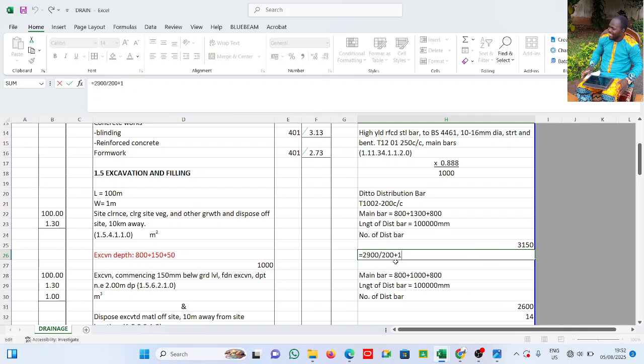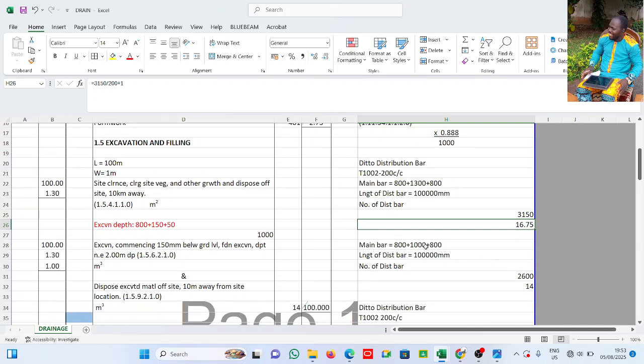So for me to know how many bars will be on this particular reinforcement, it will be 3150 at 200 spacing. So we have 16.5, which is 17. We have 17 numbers. That will be on the external reinforcement that will be running 100 meter length. The same thing goes for the other one.